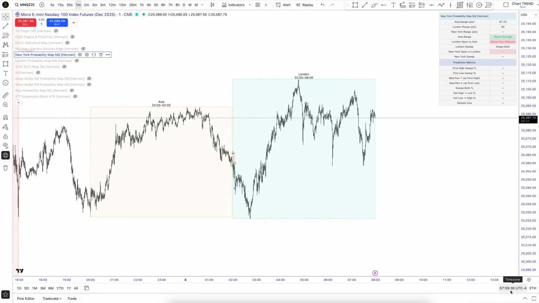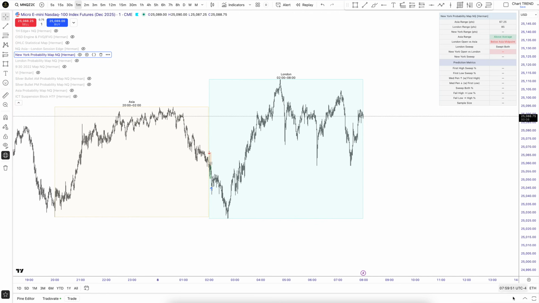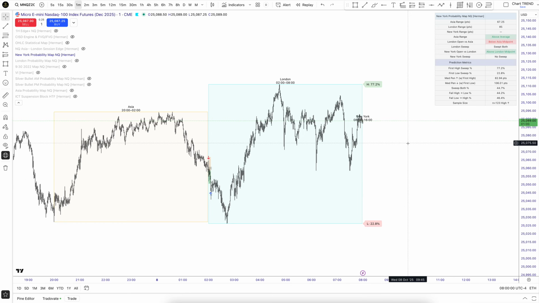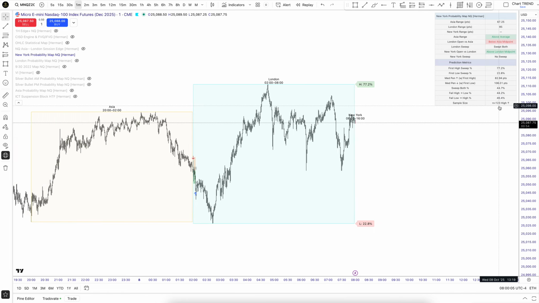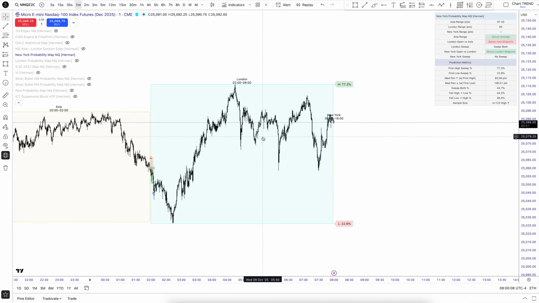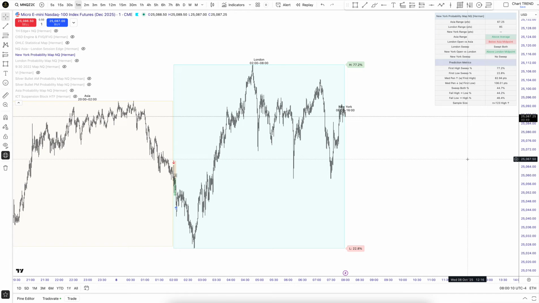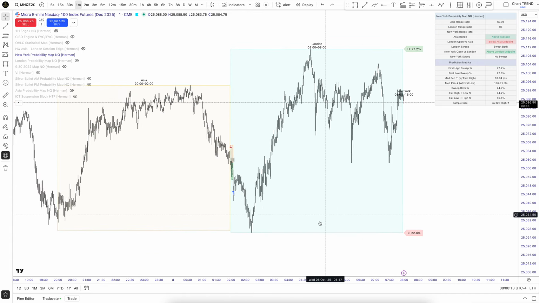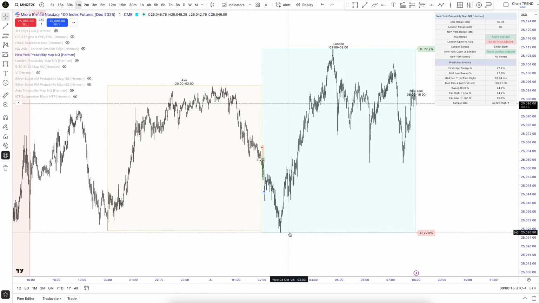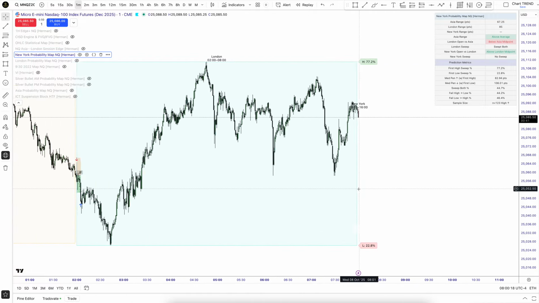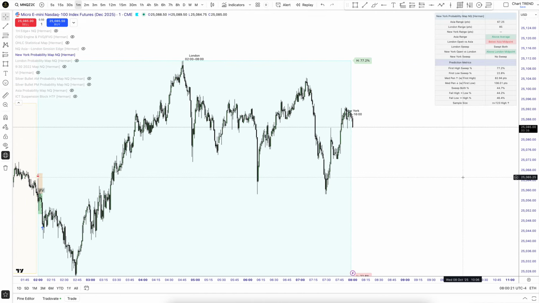In about 20 seconds, exactly 8 o'clock, the indicator will print out the probabilities for New York to sweep the London high first and sweep the London low first. And there it is, 3 to 1. So we've got 77%. Data sample 123 times that very scenario happened in the last 10 years of data. So our bias is long rather than those equal lows in the bottom.